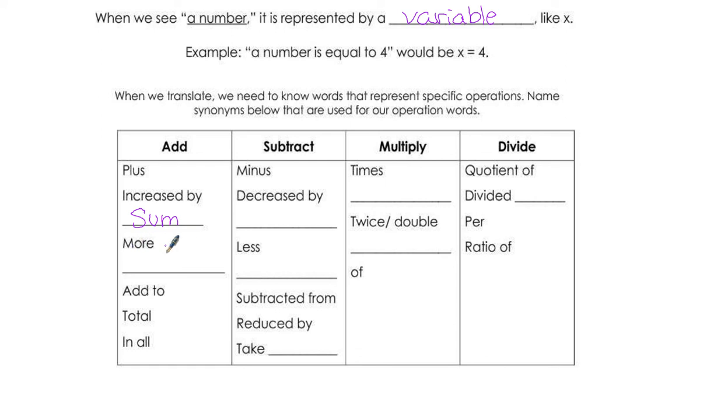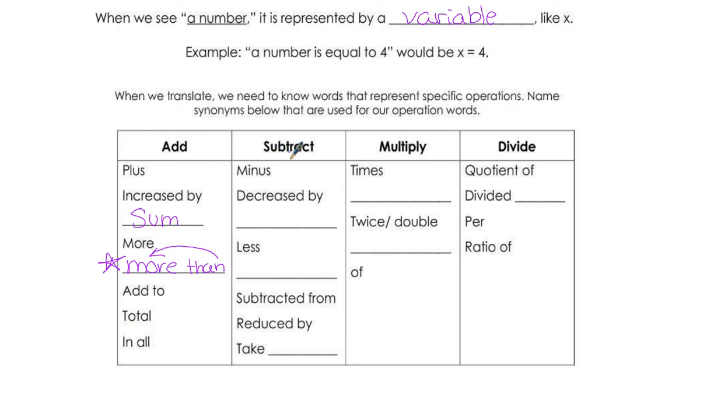More. More than. And more than is a special one because when you see more than, you need to switch the order of the numbers. So put a star next to this one. That one's really important. And we'll talk a little bit more about that on our next page. Add to, total means addition, in all.